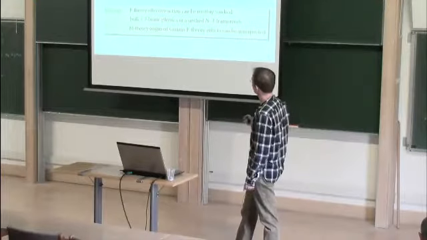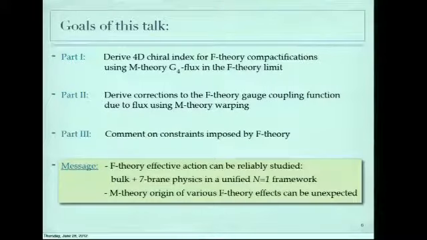So the message which you should take home is that F-theory effective action can be reliably computed, reliably studied. Bulk and brane physics unified in a generic N=1 setup. So the orientifold setups are very nice, but they come somehow by a truncation of some N=2 setup, right? But this is really an N=1 setup, and the M-theory origin of the various F-theory effects can be unexpected. I hope to convince you of this.